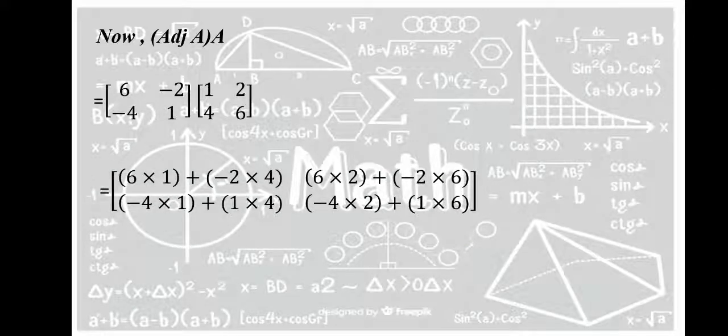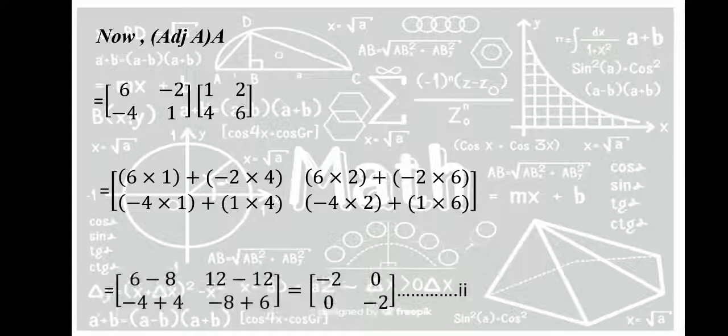The first row will be multiplied by the first column. In the first line, 6 multiplied by 1 plus minus 2 multiplied by 4. Then the first row is multiplied by the second column. In the first line, 6 multiplied by 2 plus minus 2 multiplied by 6. The second row will be multiplied by the first column, minus 4 multiplied by 1 plus 1 multiplied by 4. The second row will be multiplied by the second column. In the second line, minus 4 multiplied by 2 plus 1 multiplied by 6.